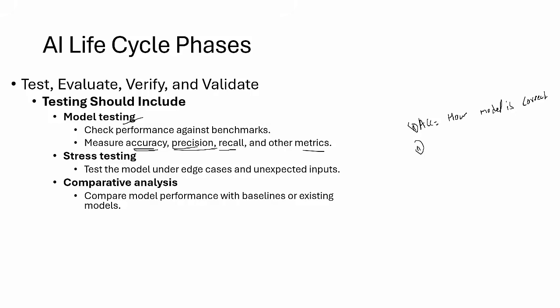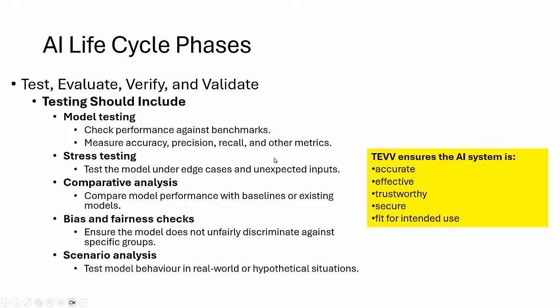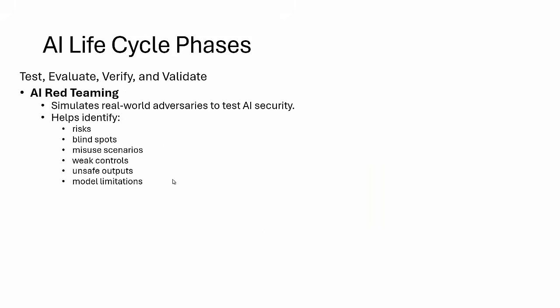Last is bias and fairness, which is the most important for checking discrimination and all that. And finally, we have a scenario where we create test cases, and based on that, we do the testing. So the ultimate goal is to ensure the AI system is accurate, trustworthy, secure, and fit for intended use. Now, one activity we have to do is red teaming.